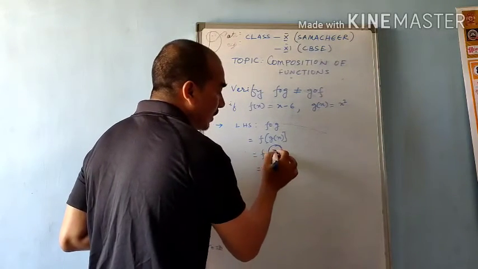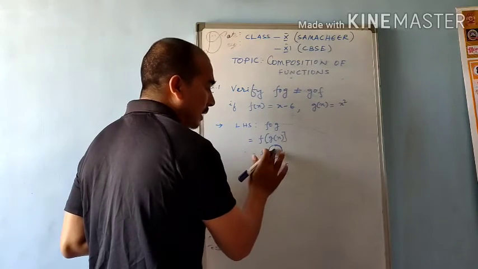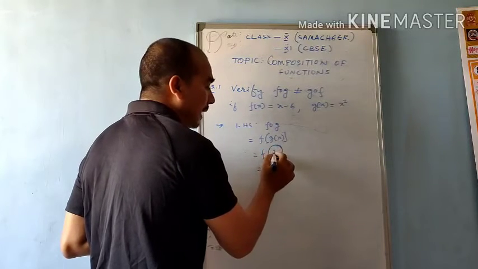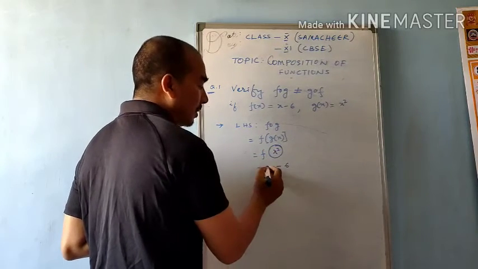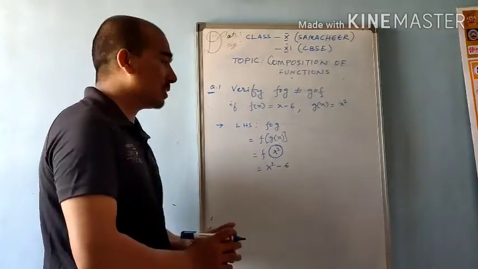Suppose here 2 is given, which means the x value is 2. You have to write 2 here. If 3 is given, you have to write 3. Here p is given, which means the x value is p, so you have to write p. But now here the x value is x square, so your answer will be x square minus 6. You understand, children, now?